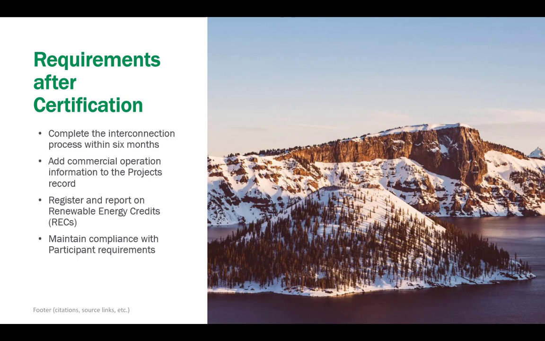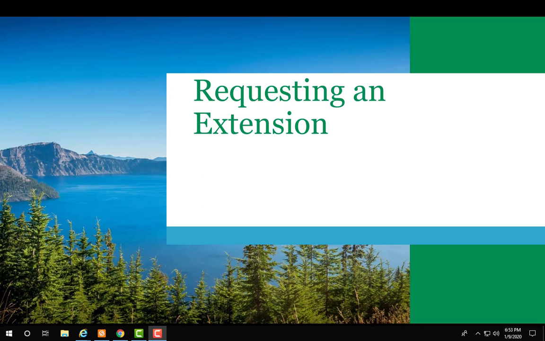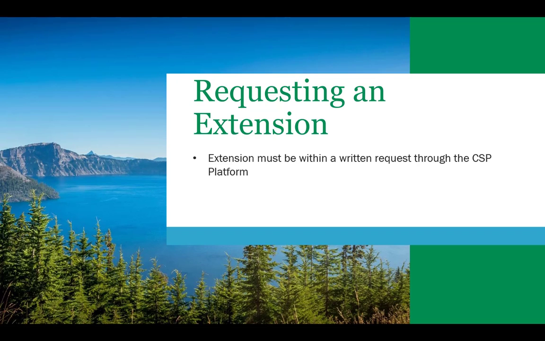This will include continued participant subscription as needed as participant agreements expire or are terminated. Requesting an extension. If a project is unable to complete interconnection or otherwise cannot become operational within the 6-month deadline following certification, they must request an extension from the Oregon Public Utility Commission. The extension must be a written request through the platform.